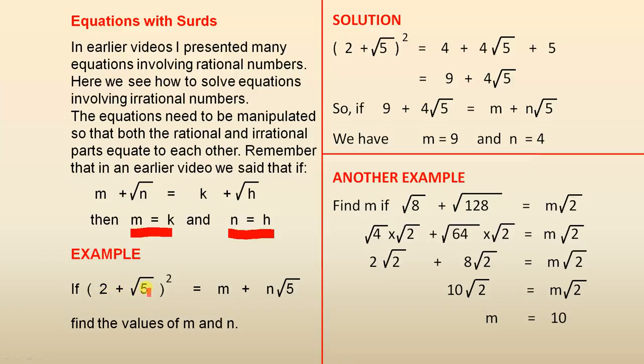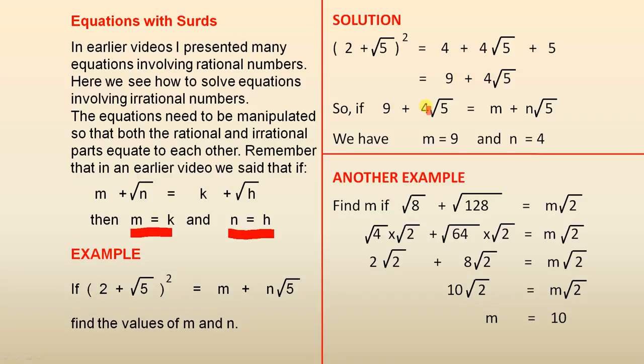If 2 plus the square root of 5 all squared equals m plus n the square root of 5, find the values of m and n. Now if we take 2 plus the square root of 5 and we square it, remember it's the first squared plus twice their product plus the second squared. That gives us this line. When we simplify, we get to this line.